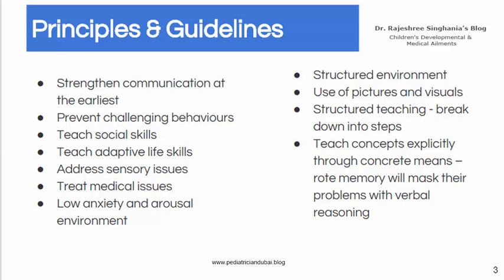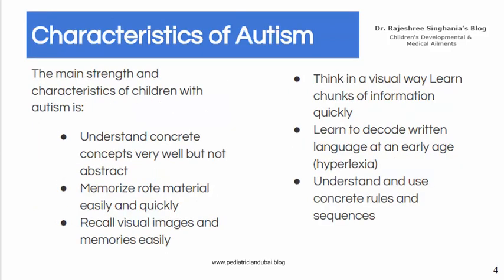One is low anxiety and low arousal environment, a structured environment, use of pictures, a lot of pictures and visual schedules, structured teaching, knowing what the child should know what he's trying to learn, and then of course teaching concepts, especially verbal reasoning.